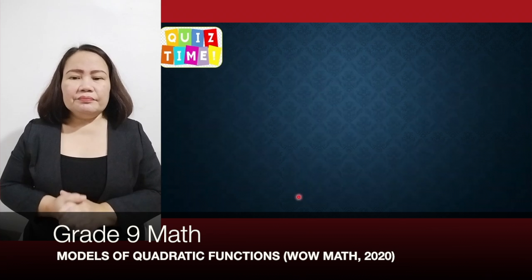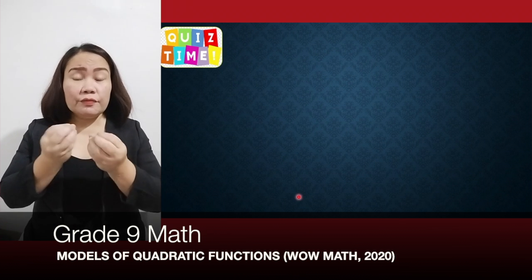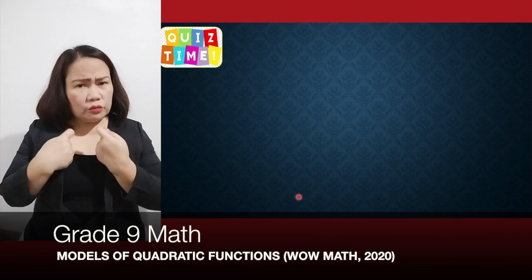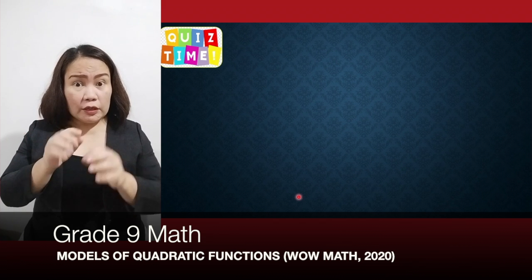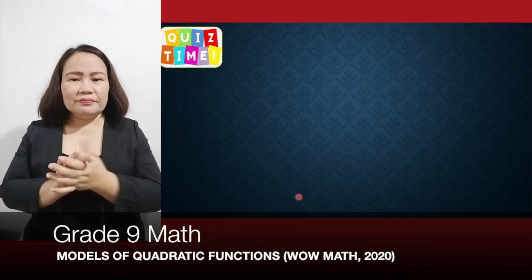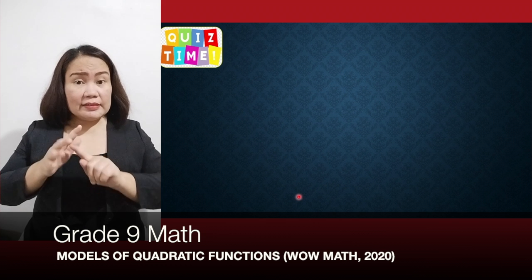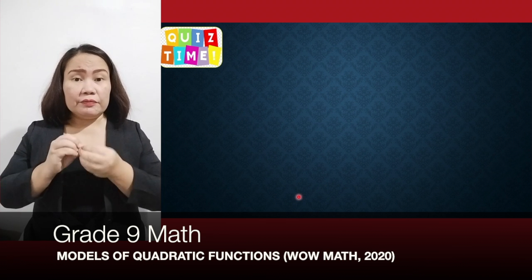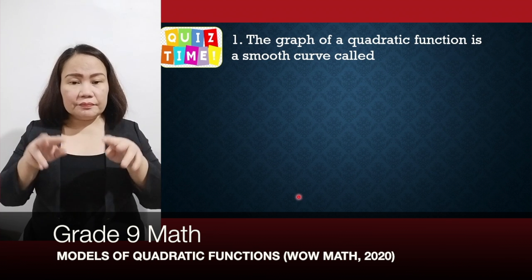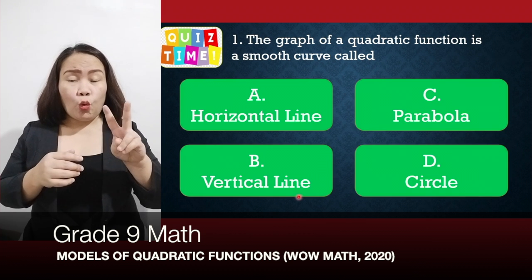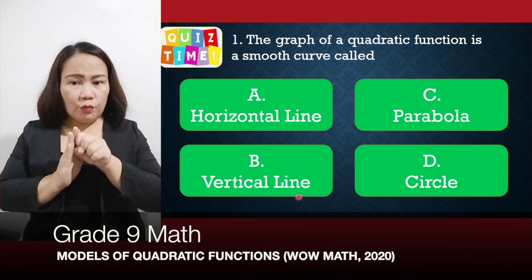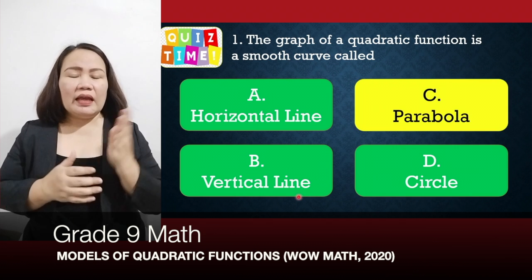Okay? It's quiz time. So, I am giving you 5 items. You may get your pen and paper. Try to answer the given questions. If you got 4 and 5 or 4 and above, you are doing great. So, I am congratulating you in advance. Let's start. So, I'm giving you 5 seconds to answer each question. Number 1. The graph of a quadratic function is a smooth curve called, these are the choices. I'm giving you 5 seconds. Okay, the answer is parabola.